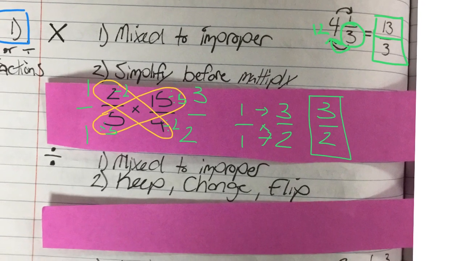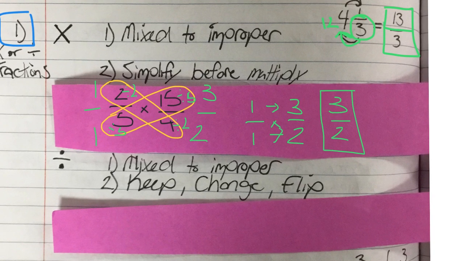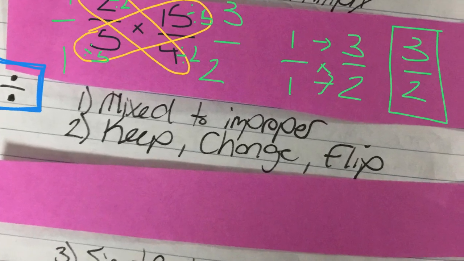Now with division, so that one was a multiplication. Right here, we were looking at multiplying. Now we're looking at a division example. Again, our first step is we're going to change our mixed numbers to improper. But now, remember with division, we did that thing, keep, change, flip, because we have to flip and use the opposite of our last fraction. The reciprocal, we called it. So here's an example of division. Let me zoom back in so I can fit it on this little strip.